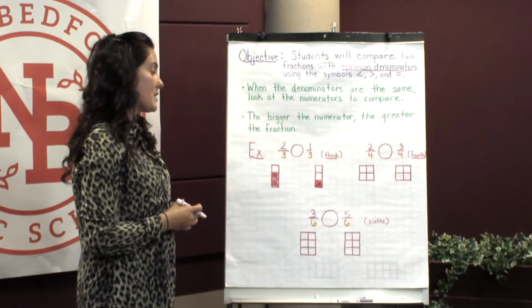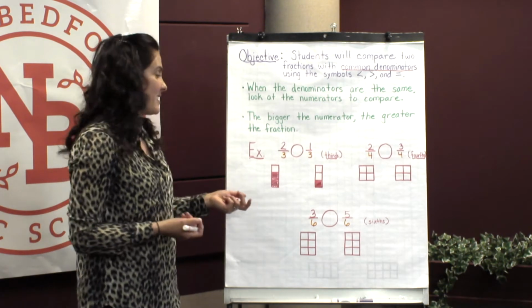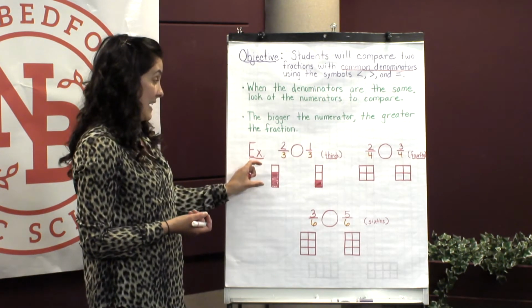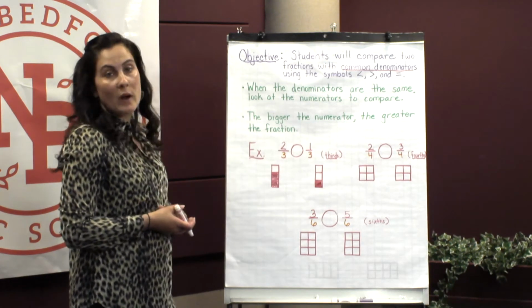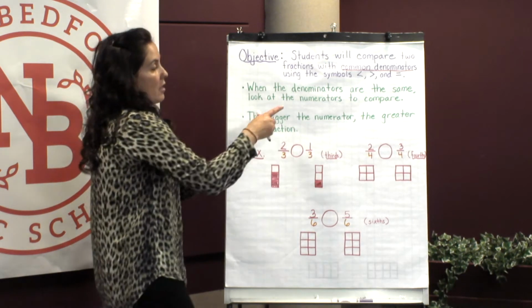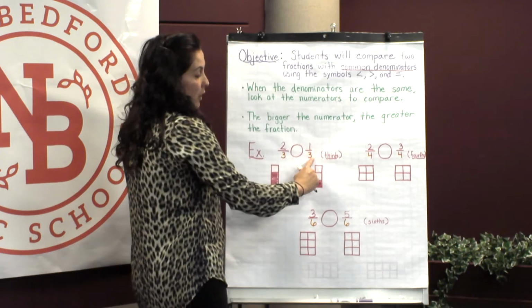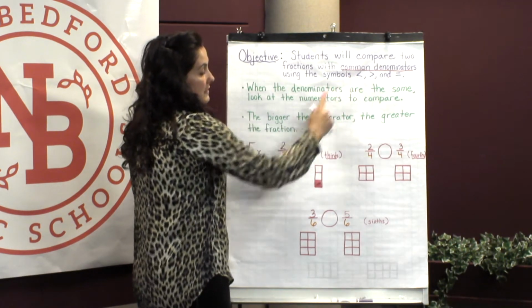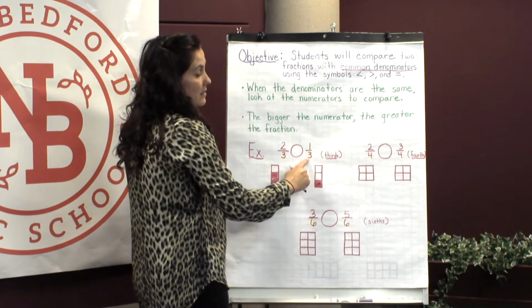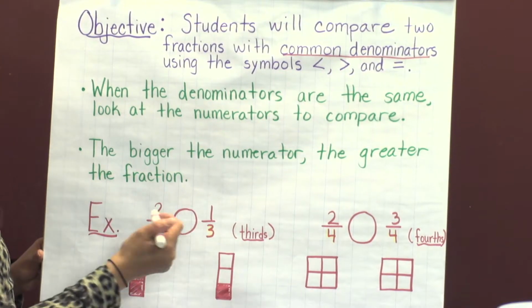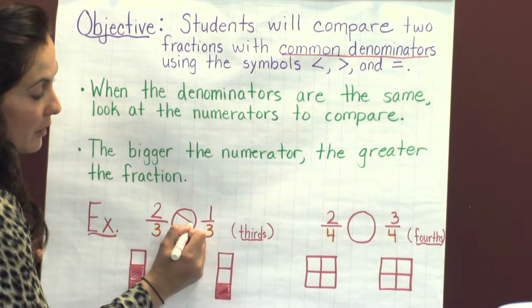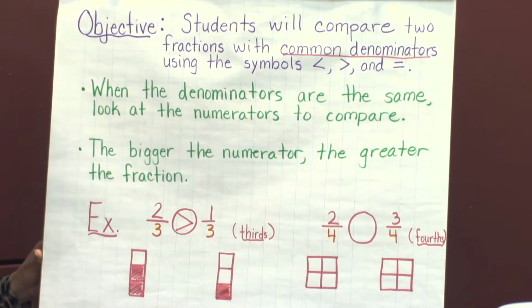Now you ask yourself which one is greater. It's pretty easy to see, right? 2/3 is definitely a larger piece than the 1/3. Well, how would we write that with our symbols? If we read it from left to right, so this symbol would say 2/3 is less than 1/3. No. This one would say 2/3 is greater than 1/3. So that's what it would look like.